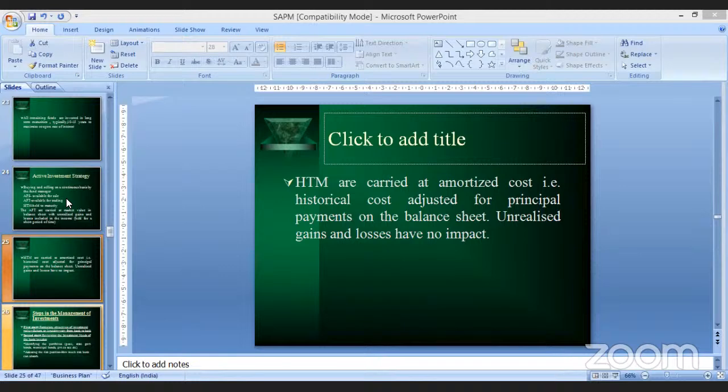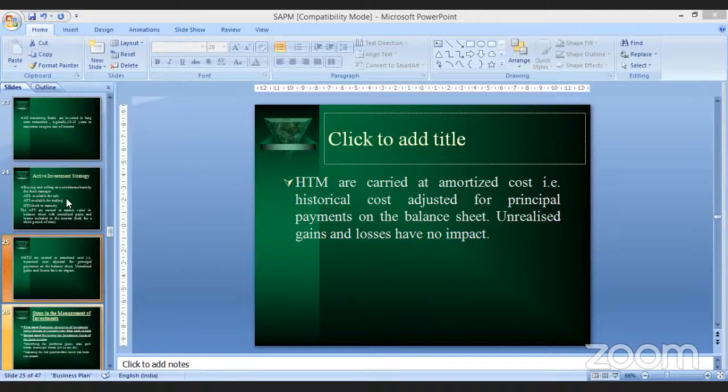There are some securities which are available for trade. That means you can buy and you can sell. Let's say right now I'm selling some security and immediately I'm going to buy other securities. And then there are some securities in which the fund manager can invest or put the fund and hold till maturity. That is known as HTM, held till maturity.